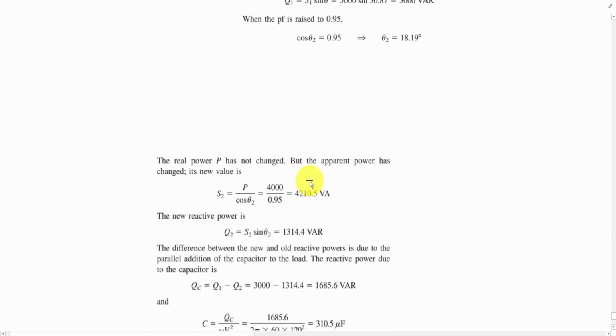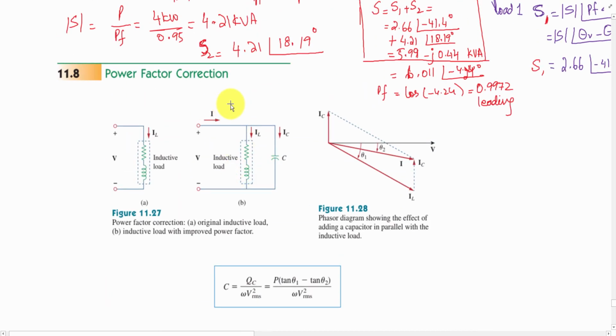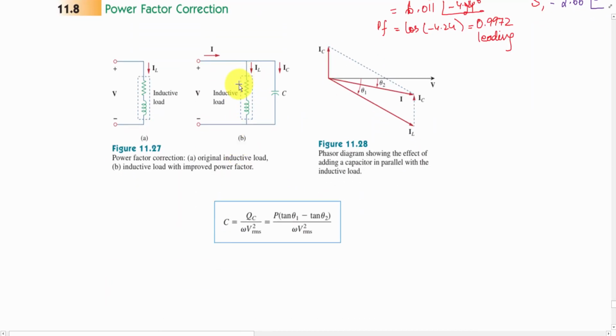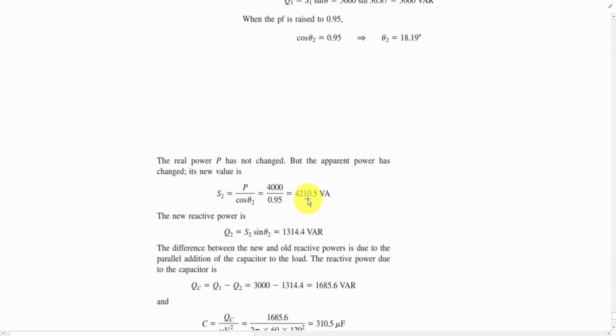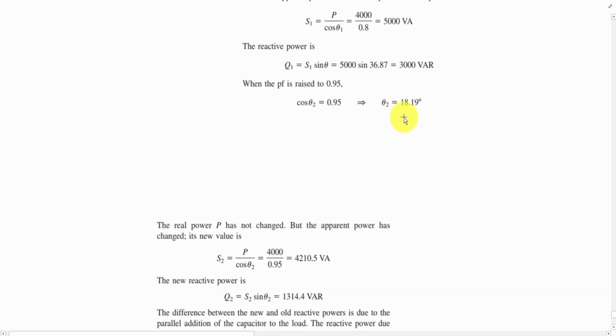So the new value for the apparent power is P divided by cos theta 2, this real power divided by 0.95. What we want is that this overall load has the real power of 4000 watts given here, but now the apparent power has to be 4210 volt amperes. Sorry, my mistake, let me recap it again.